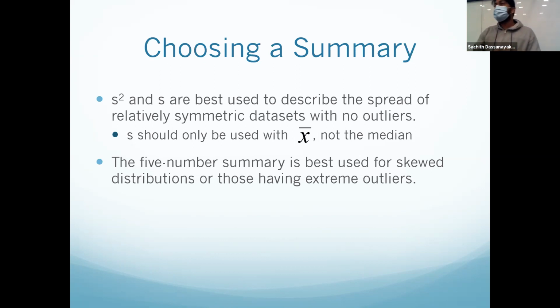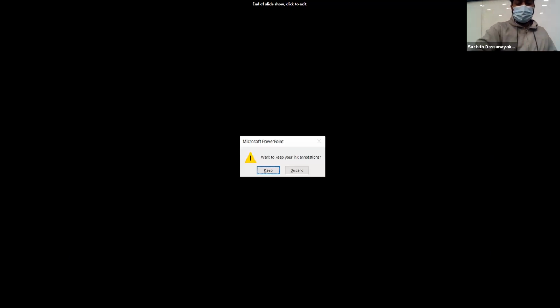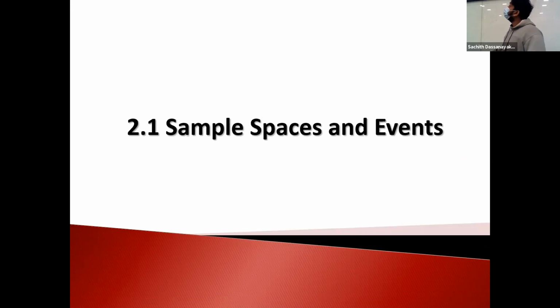Once you use S squared, variance or standard deviation, it should only be used with X bar, not the median. The five number summary is best used for skewed distributions. Why? Because it considers only locations rather than values. Or for those having extreme outliers. Okay, that's the end of that chapter. Any questions? I'm going to start chapter 2, sample space and events.